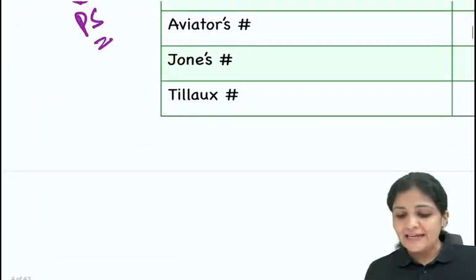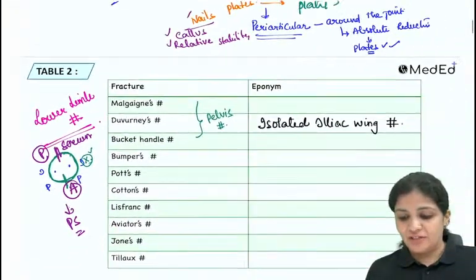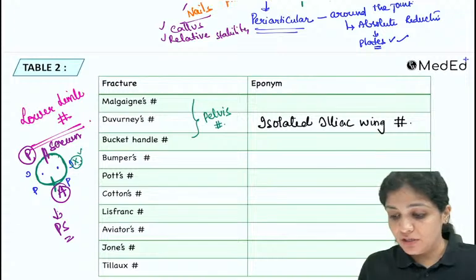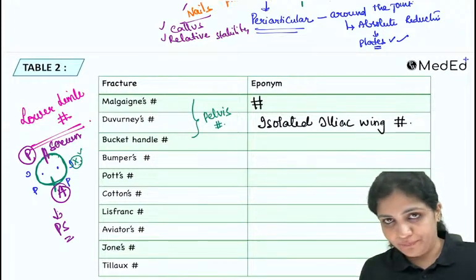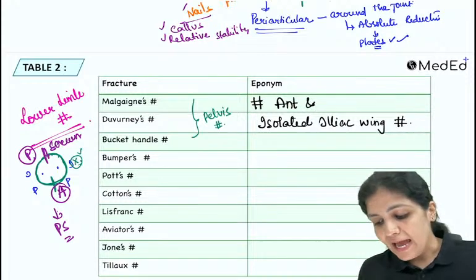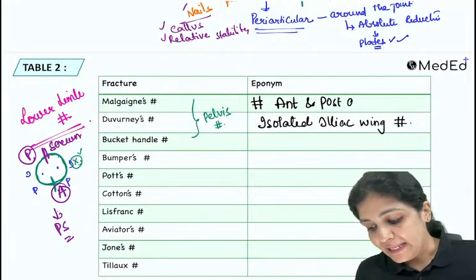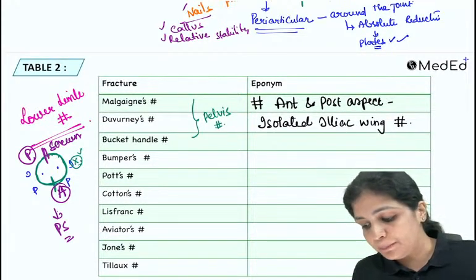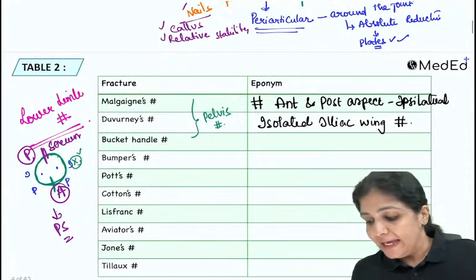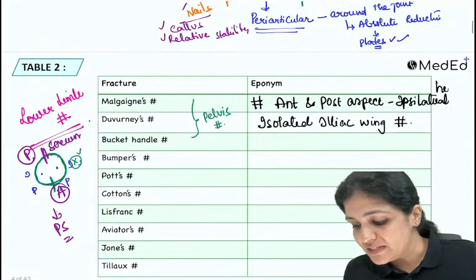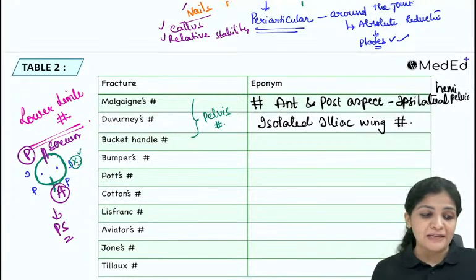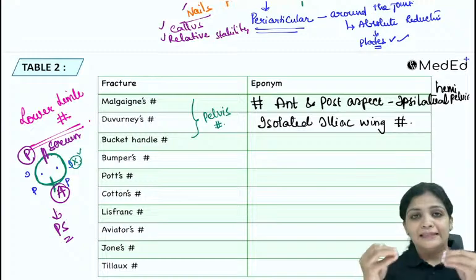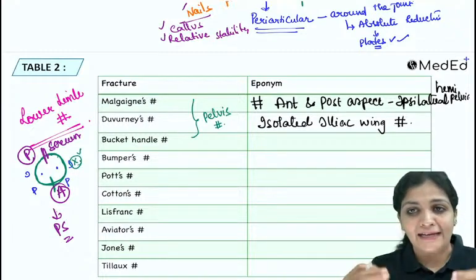Very good. And next, coming to the Malgaigne's fracture. So what is a Malgaigne's fracture? Malgaigne's fracture is a fracture in both the anterior aspect and the posterior aspect, that is also in the ipsilateral hemipelvis. In the ipsilateral hemipelvis, if you see there is a fracture in the anterior aspect and the posterior aspect, then that is called Malgaigne's fracture.